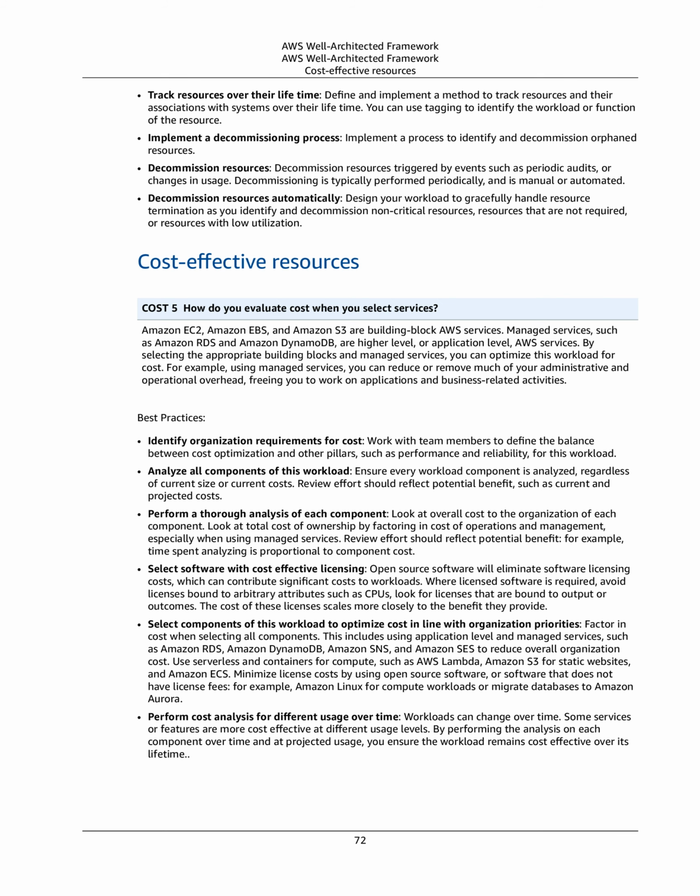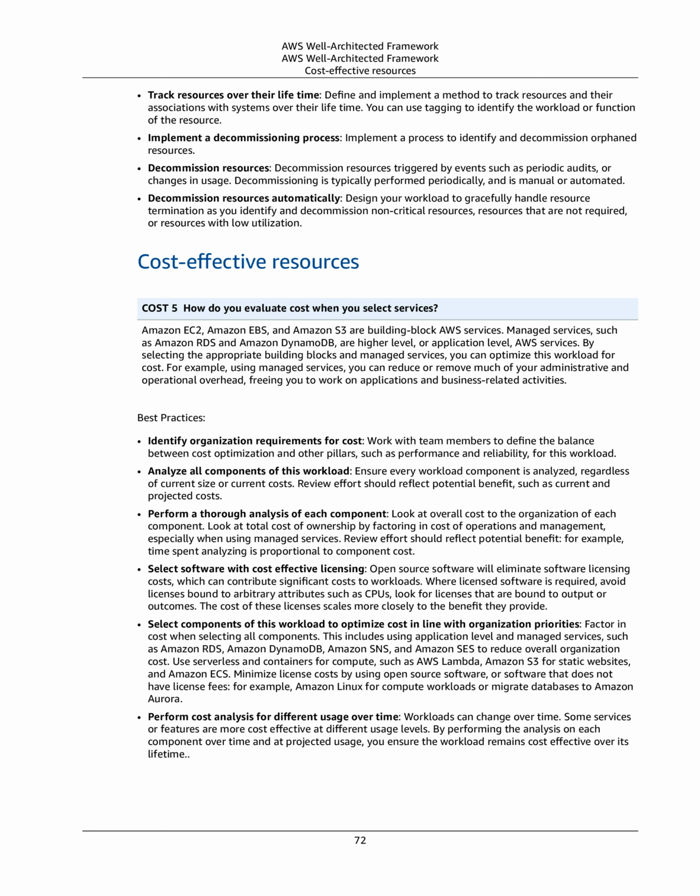Select software with cost-effective licensing. Open source software will eliminate software licensing costs, which can contribute significant costs to workloads. Where licensed software is required, avoid licenses bound to arbitrary attributes such as CPUs. Look for licenses that are bound to output or outcomes. The cost of these licenses scales more closely to the benefit they provide.